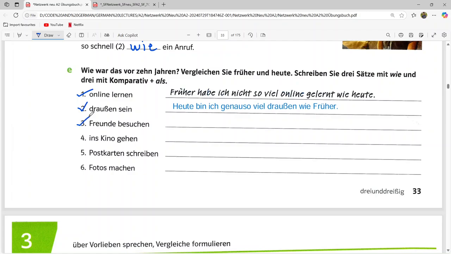Next one, Freunde besuchen. So Freunde besuchen. So we can write sentences like this, that today we don't visit friends as previously.